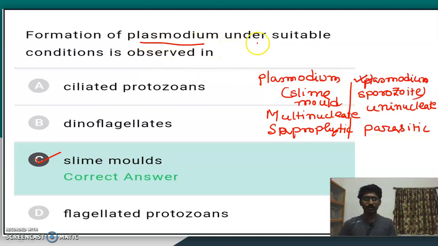The formation of plasmodium under suitable condition is observed in slime molds. Slime molds are saprophytic protists. The body moves along decaying twigs and organic materials, engulfs them, and forms aggregating conditions. These are called the slime mold condition.